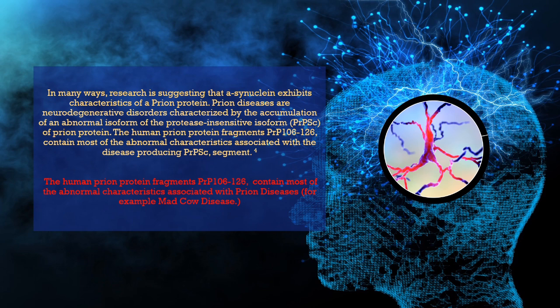Research suggests that alpha-synuclein shares similarities with prion protein, particularly in terms of its characteristics. Prion diseases are neurodegenerative disorders that involve the buildup of an abnormal, protease-insensitive isoform of prion protein. The fragments of human prion protein, residues 106 to 126, are responsible for most of the abnormal traits associated with the production of prion protein in the disease.